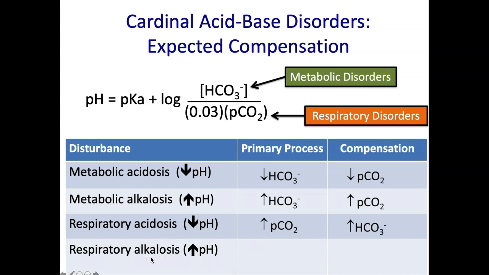Likewise, a respiratory alkalosis. Now the pH is getting too high. The primary process is that the PCO2 is getting too low. Okay. That's the primary process for a respiratory alkalosis. Now, if I want to mitigate that change, what would I do? Yep, you're right. I would drop the bicarbonate concentration.